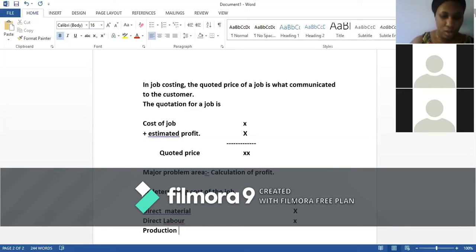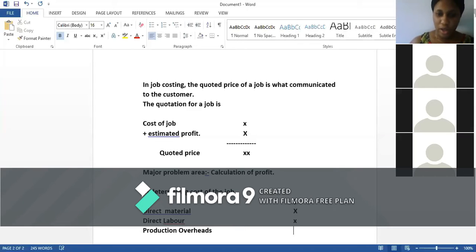Amarachi. Yes, I'm here. What is production overheads? All the indirect costs during production. Yes, the sum of all indirect production costs.